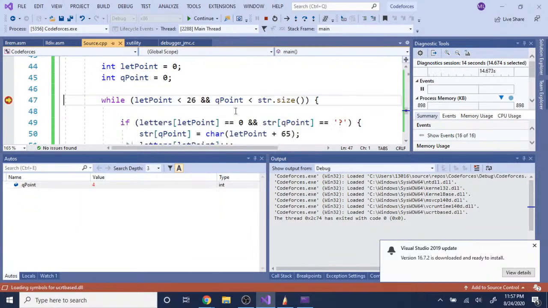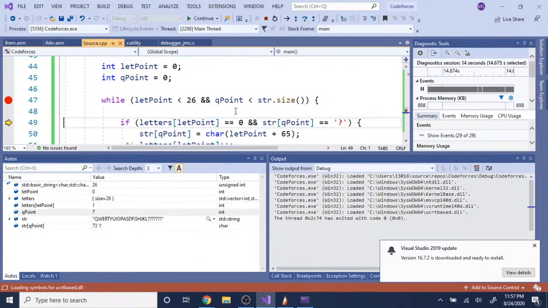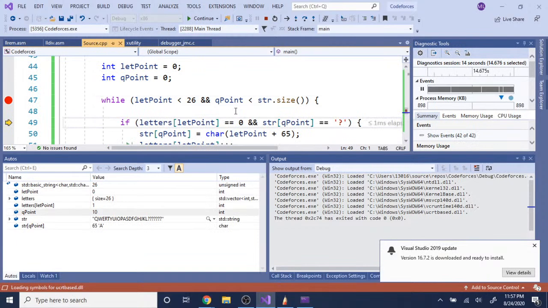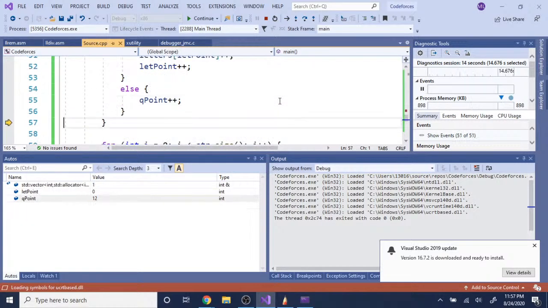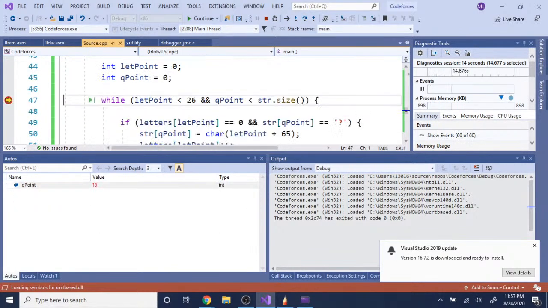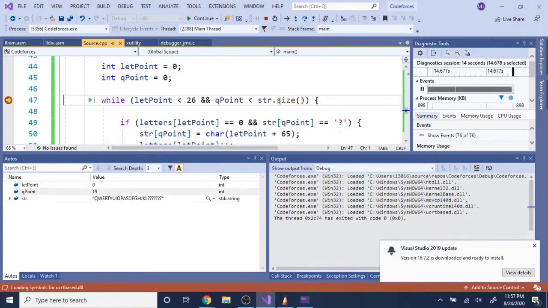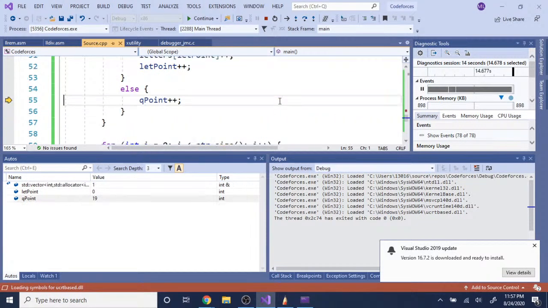2, 3, 4, 5, 6, 7, 8, 9, 10. Oh, I didn't increase letter pointer. Crap. Okay, whatever. 12, 13, 14, 15, 16, 17, 18, 19. So here it is a question mark, but I didn't increase letter pointer. Damn. Okay, I didn't increase letter pointer.